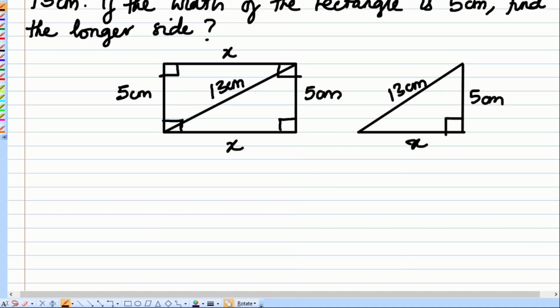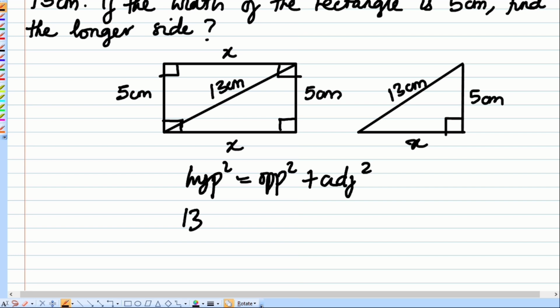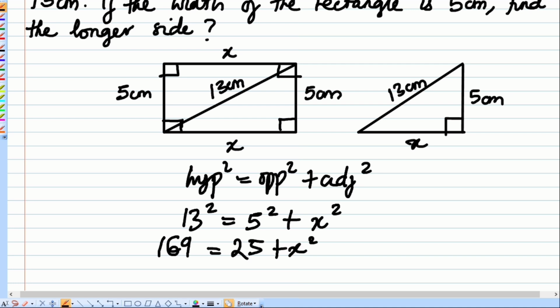Pythagoras theorem is telling us that the hypotenuse squared is equal to the opposite squared plus the adjacent squared. What's the hypotenuse? 13. So 13 squared must be equal to 5 squared plus x squared. So we can find x. 13 squared is 13 times 13, which is 169. 5 times 5 is 25, plus x squared.